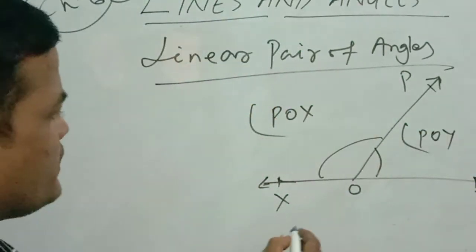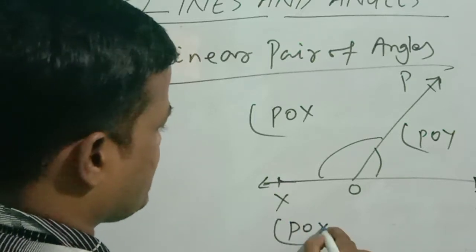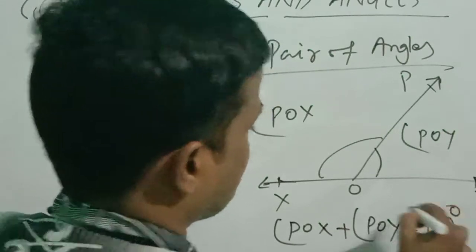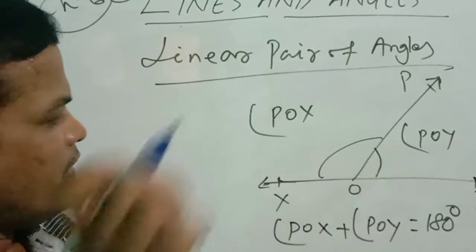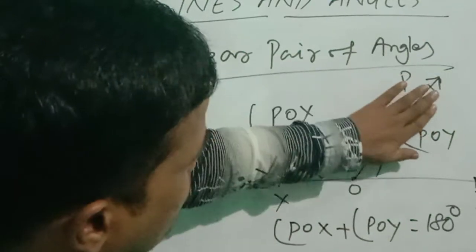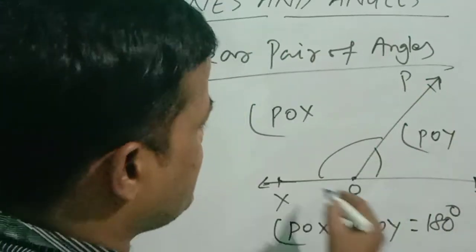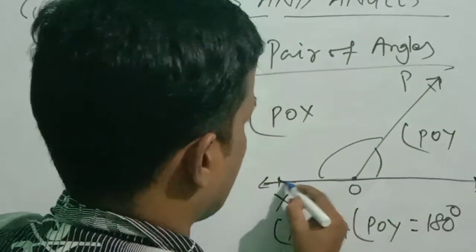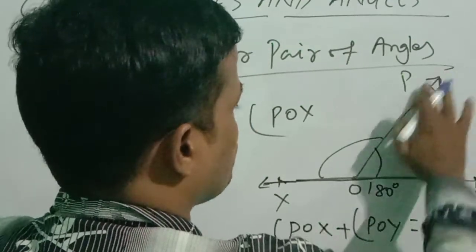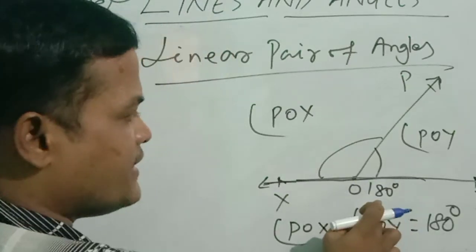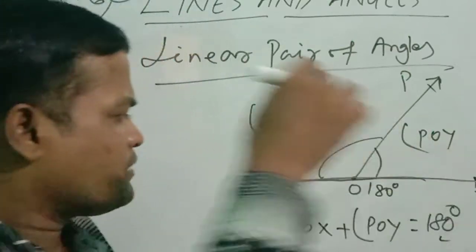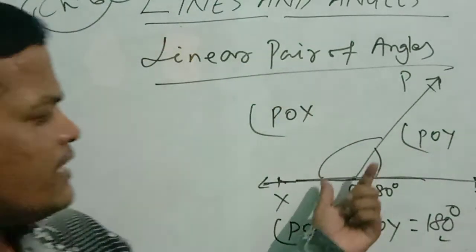So here in this case, we know that angle POX plus angle POY is equal to 180 degrees. Because if you extend this line, it will be a straight line, which means a straight angle. We know that the measurement of a straight angle is 180 degrees. So this is divided into two parts, which together are 180 degrees. So these are what we call a linear pair of angles.